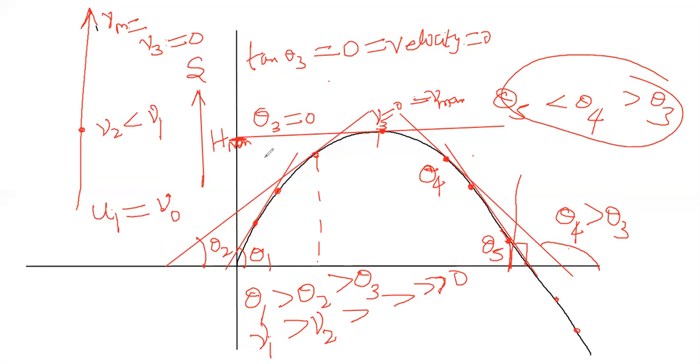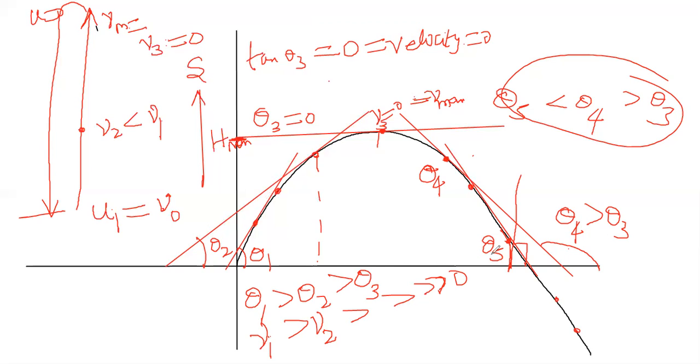This is understood. Now what happened after the velocity became 0? Now it is turning down. It's a freely falling body. When the body freely falls down, what happens? Initial velocity is 0. Slowly velocity increases and reaches the ground. So that's what is happening here. Again velocity is increasing because the thetas are increasing. Are you understanding?